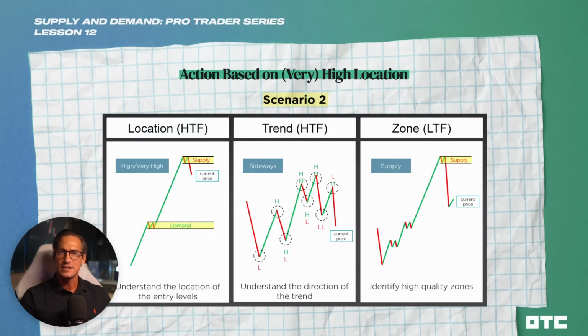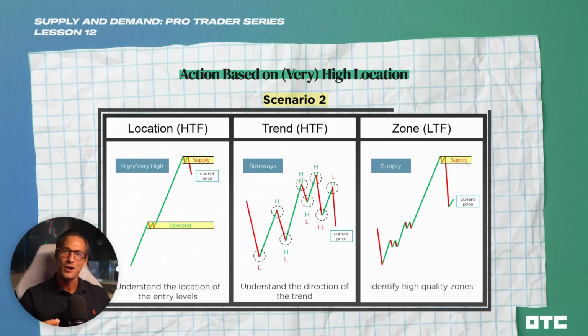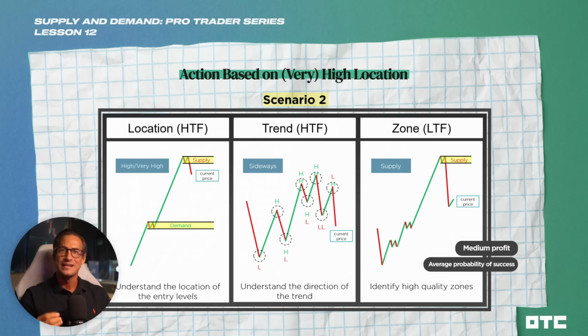Now we have just identified a lower time frame supply zone, which is in context of higher time frame sideways trend and higher time frame location high. If we were to set this trade, we would understand that the profit margin is medium, slightly better than the counter trend trade, but still not the best case scenario. Also, the probability of success is slightly higher than the counter trend trade, but again, there's one scenario that would even offer a better probability of success.